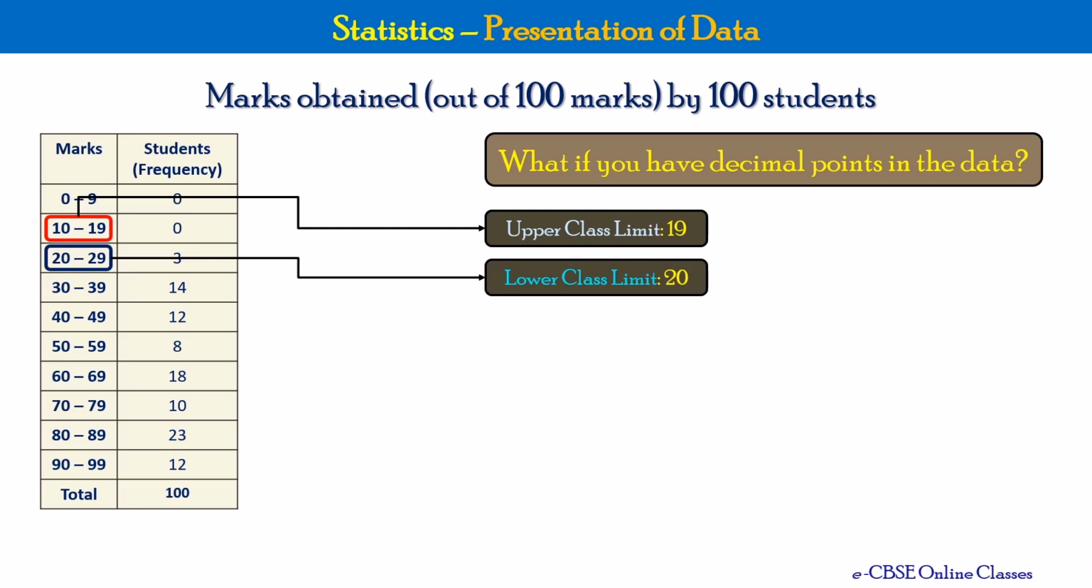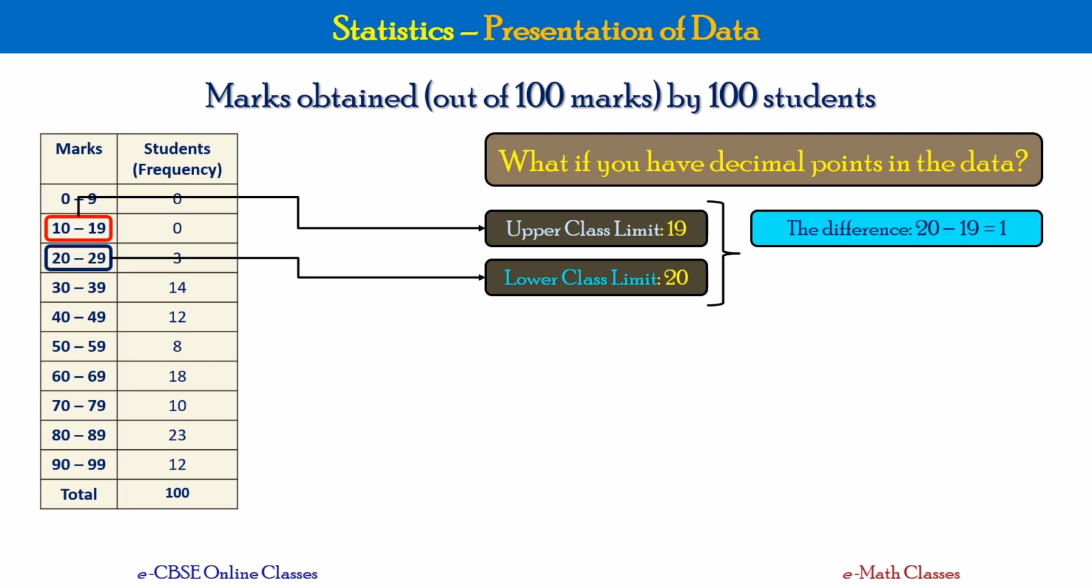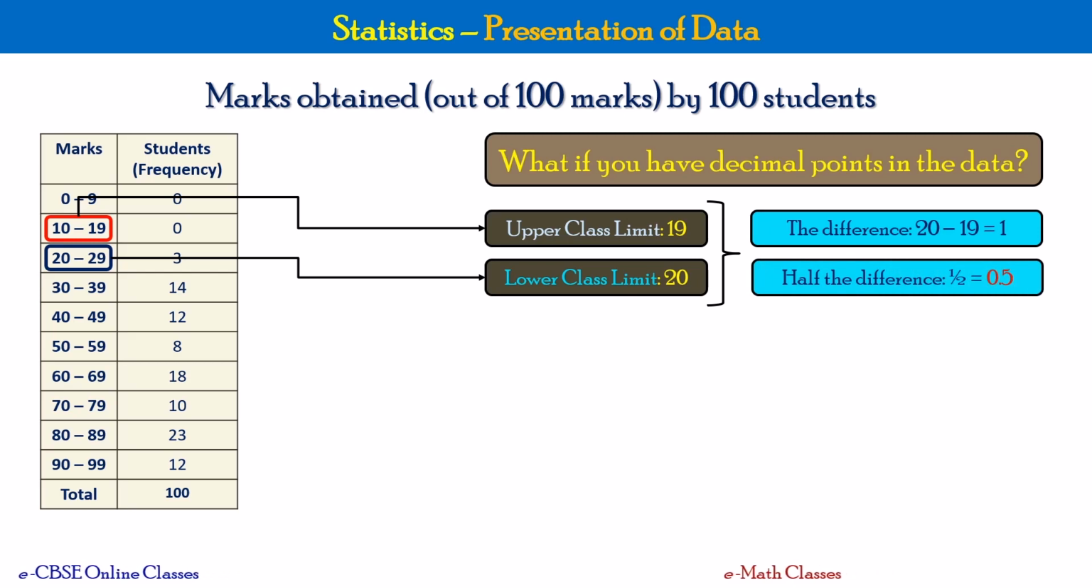So what I'm doing is taking the upper class limit of one class and taking the lower class limit of the next class. So here those numbers are 19 and 20. Take the difference. The difference is 1. And what is the half difference of that? That is 0.5. Now to make the new class, what you need to do is extend the limits by 0.5 on each side. So basically you'll reduce the lower limit by half and increase the upper limit by half.